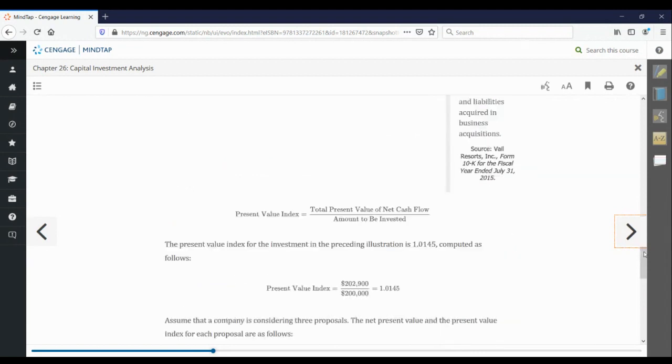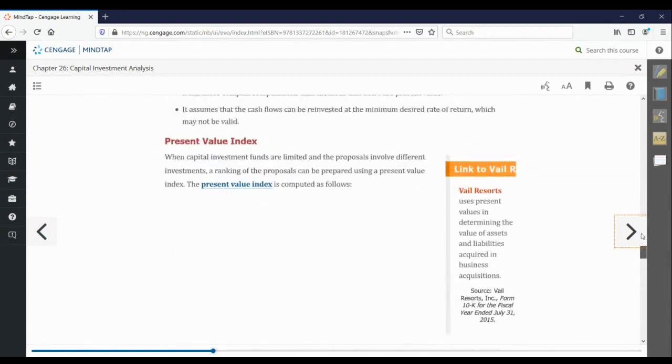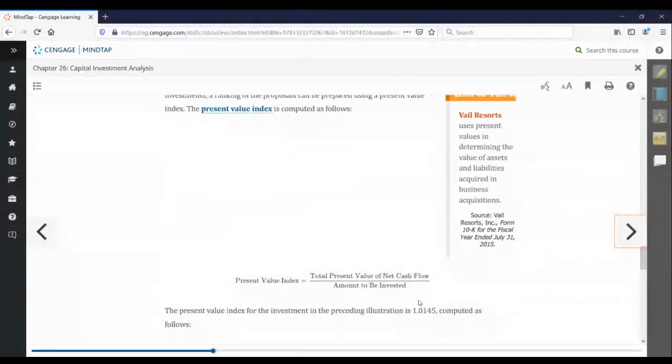Another thing that we could add to the present value analysis for evaluating an investment is, in addition to the net present value method, we could look at the present value index. And the present value index is computed with this formula here. You're going to look at the total present value of the cash flows, and then you're going to divide it by the amount that is invested. This is also what the cost of the asset would be. That would give you what we call a present value index.